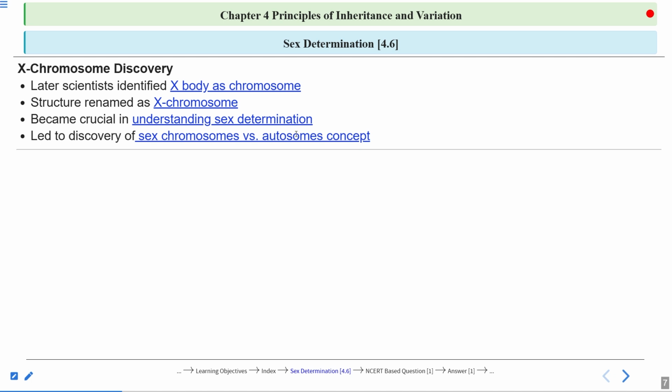So this work done by Henking and other scientists led to the discovery of the X chromosome, and this also led to the distinction between two types of chromosomes, autosomes and sex chromosomes. So now we know X and Y are the sex chromosomes, and the rest are the autosomes. The sex chromosomes are involved in determination of the sex.